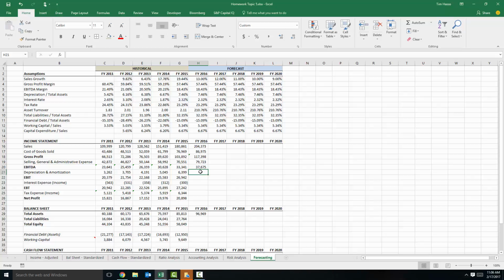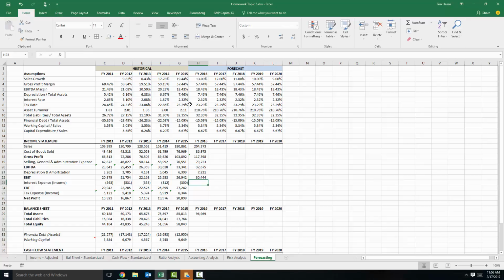So again, once I have that, I can then start to figure out the depreciation and amortization, because depreciation and amortization is going to be the total assets for this year multiplied by the depreciation rate. So H29 multiplied by H6. Your EBIT is your EBITDA minus your depreciation and amortization.